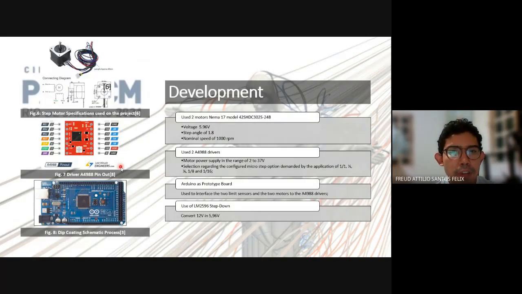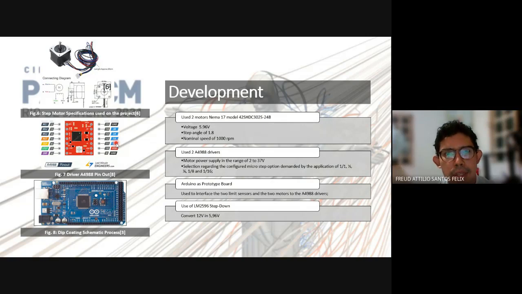For this development, we use 2 NEMA 17 motors with a voltage of 5.96 volts and a step angle of 1.8 degrees. They also have a nominal speed of 1,000 rotations per minute. Next, we use 2 A4988 drivers because we need an interface between the motors and the Arduino microcontroller.